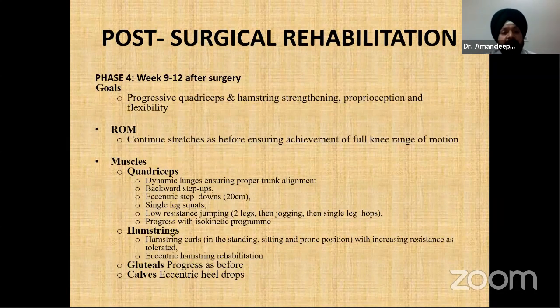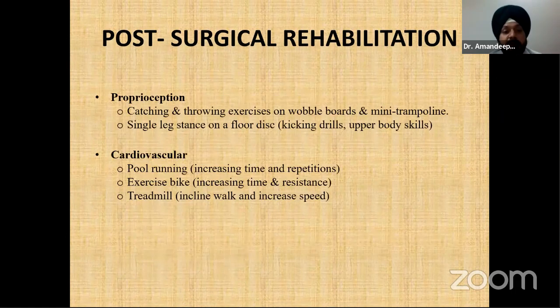Then in the next phase, phase 4, continuing stretches as before, and increasing the strengthening program, like dynamic lunges, backward step ups, then eccentric step down, single leg squats, then hamstring curls, gluteals, calves, strengthening program. Then proprioception, again progression is there, like we can progress to catching or throwing exercises on wobble board or mini trampoline. Then single leg stance on floor disc, then cardiovascular pool running, exercise bike, treadmill for cardiovascular.